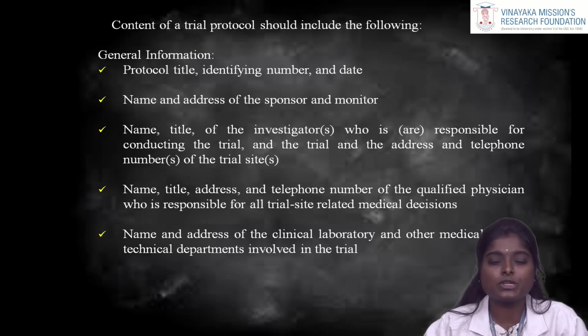So what are the contents to be included in the trial? First, protocol title, identification number and the date, the name and address of the sponsor and monitor, the name and title of the investigator who is responsible for this trial and the address and telephone number for communication, the name, title, address and telephone number of the qualified physician responsible for all trial-site-related medical decisions, and then the clinical laboratory details and other medical technical departments involved in this trial. These are the general information necessary.